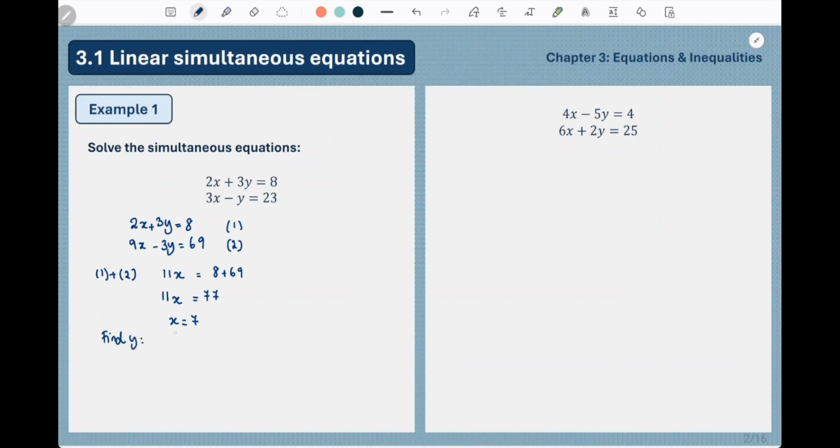So 3 times 7 minus y equals 23. That's 21 minus y equals 23. If I take y to the right hand side and move the 23 to the other side, it becomes minus 2. So the solution to the simultaneous equations is x equals 7 and y equals minus 2.